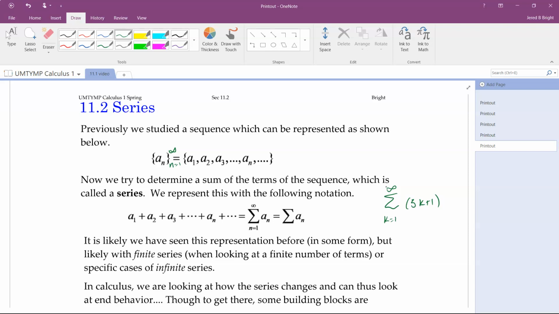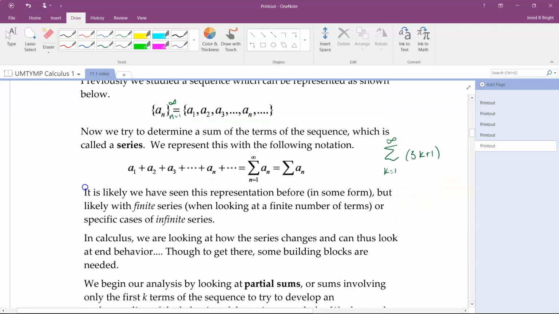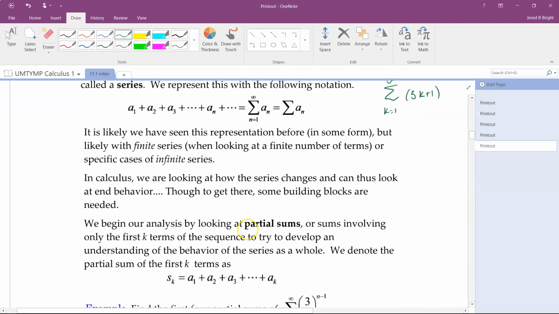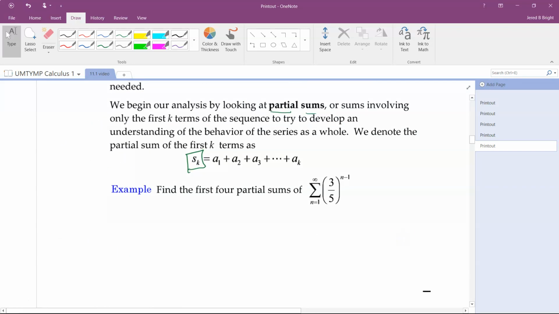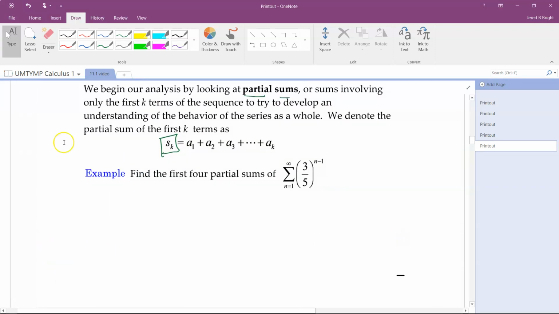Okay, so we're looking at how series change, and we want to look at end behavior and all that. And to begin that analysis, we're going to look at what we call partial sums. So just making it a finite sequence for a minute and then using calculus to take that off to infinity. We noted the first partial sum of the first k terms is s sub k, so it just means add terms 1 through k together. So to find the first four partial sums, this would be S1, S2, S3, and S4.